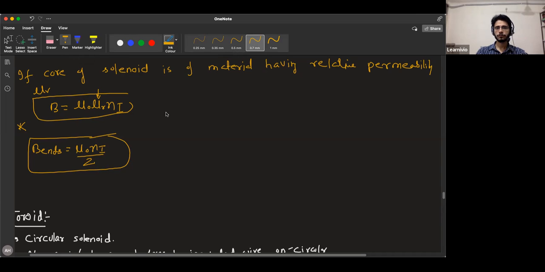Sir, B ends made at the end of the solenoid. Sorry? Yes, that's the ends of the solenoid. Not bends, it's B ends. Magnetic field at the ends. B ends stands for the magnetic field at the ends of the solenoid.